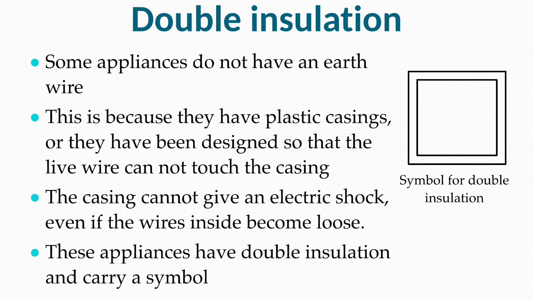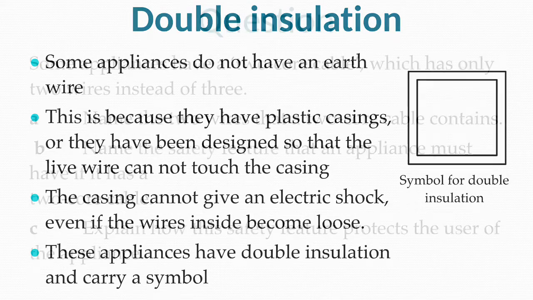Some appliances don't have an earth wire and will only have a live and neutral wire. This is because they either have plastic casings or they are doubly insulated, so the wires can never come loose and come into contact with a metal surface on the outside.